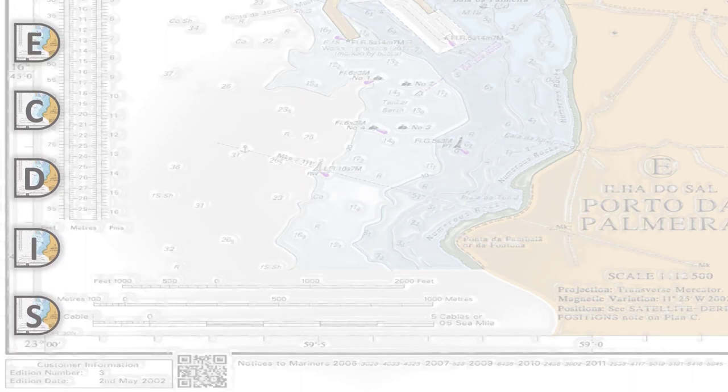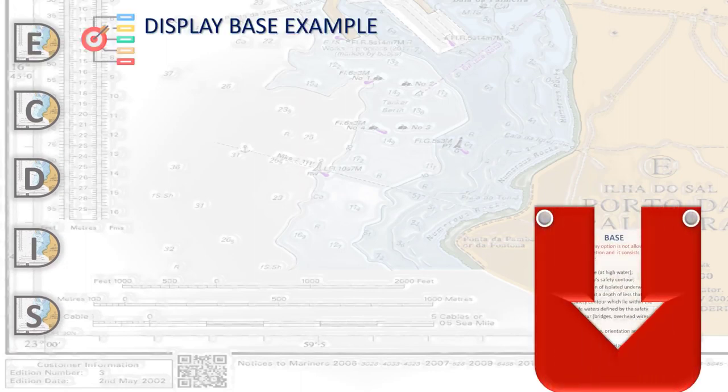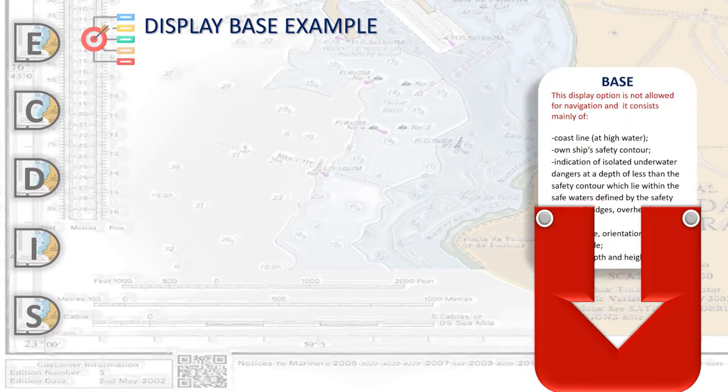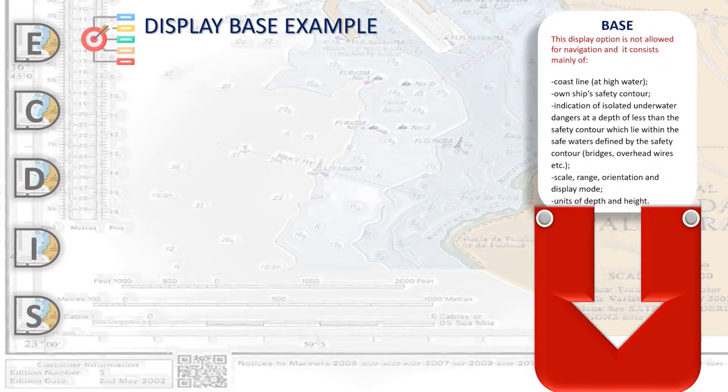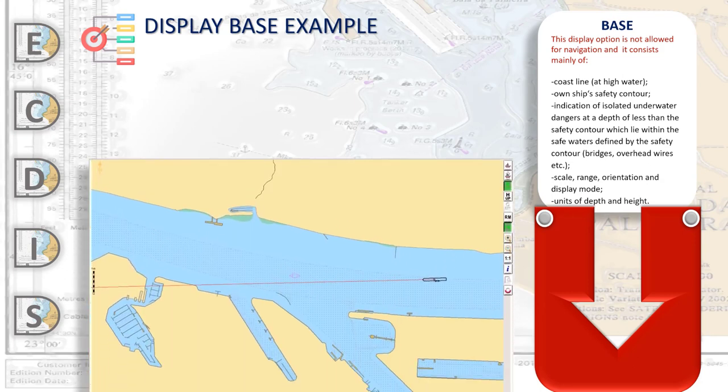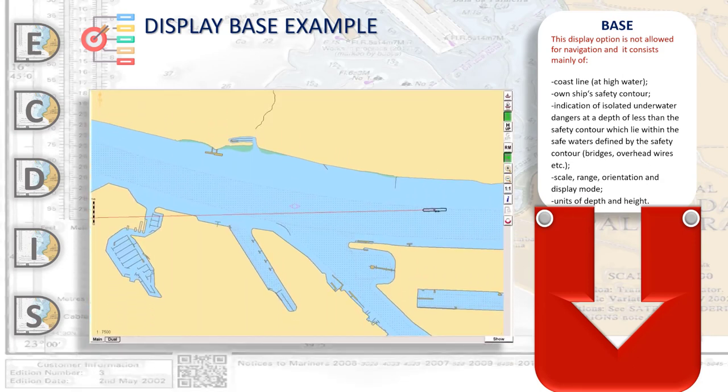ENC is like a many-layer pie, consisting of base, standard, and other display layers, which may be shown together or individually. The base display presents the minimum set of information, which must always be displayed. It is not allowed for navigation. Here is an example of this kind of layer.